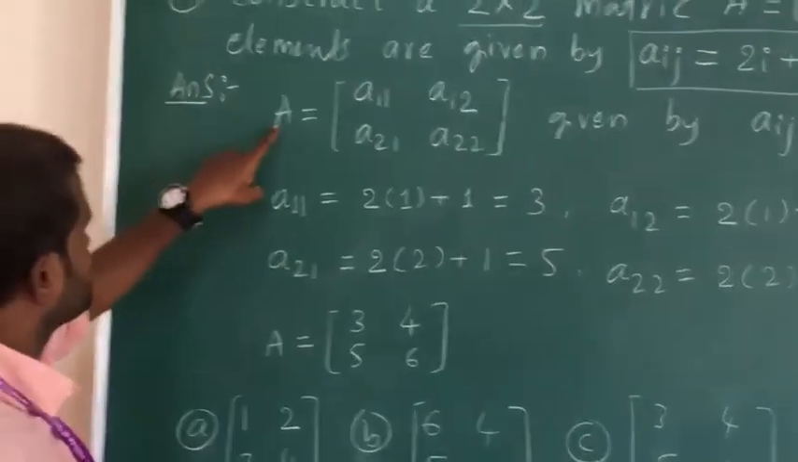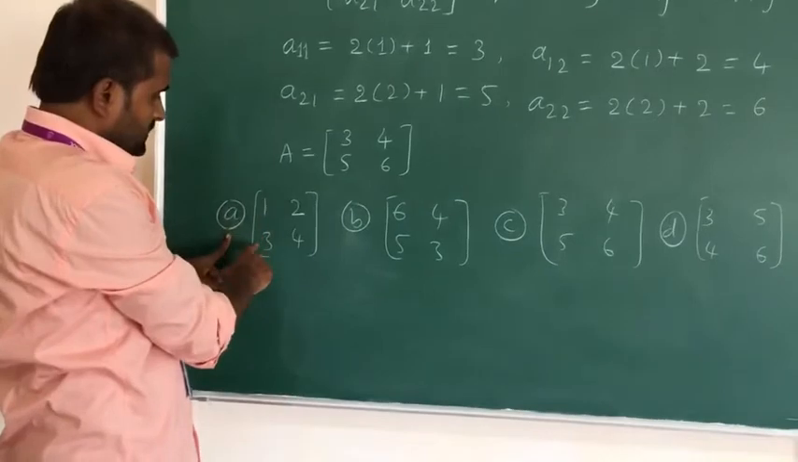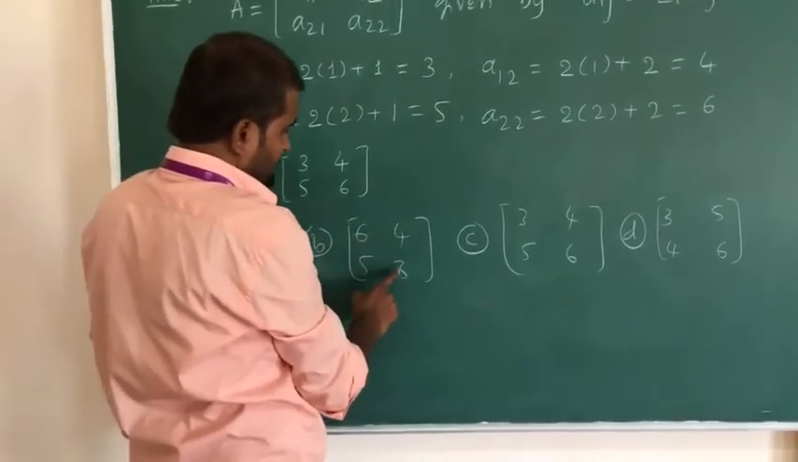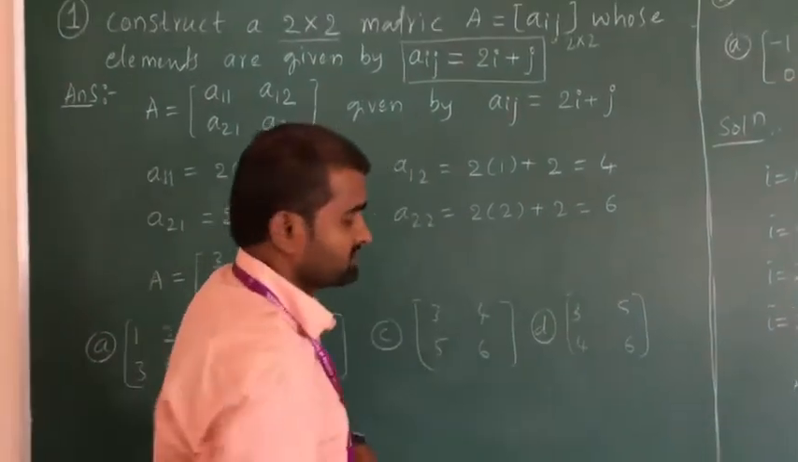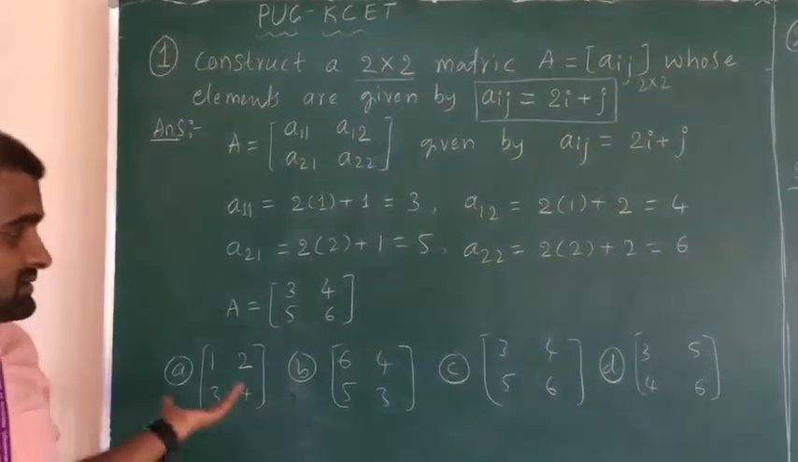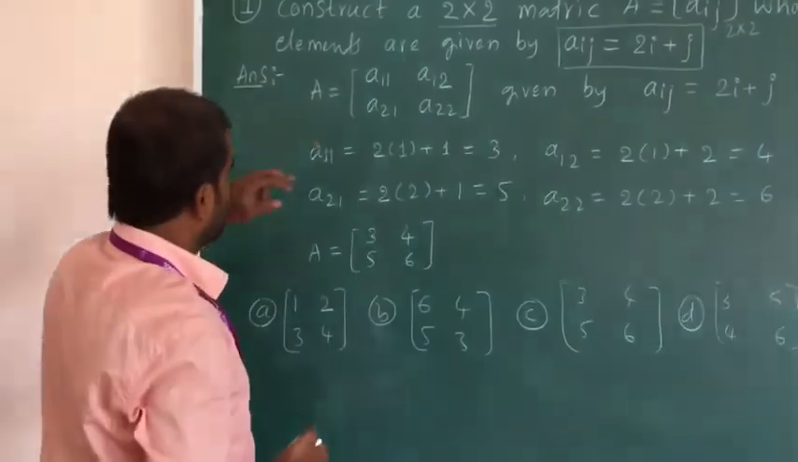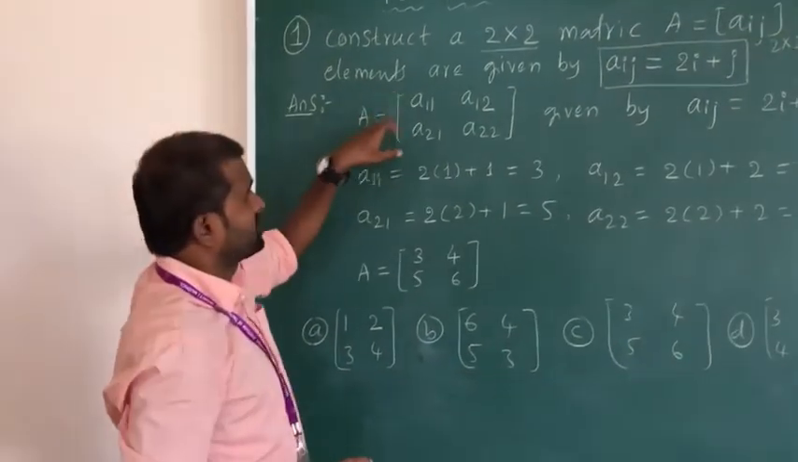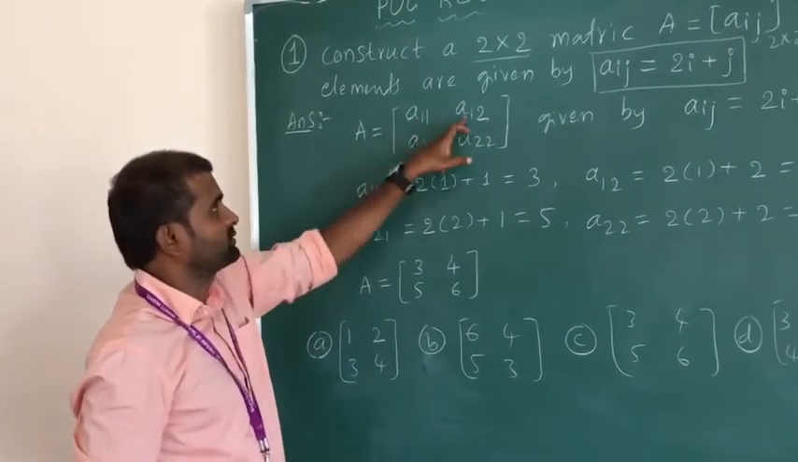Now the options I am writing here: A is 1 2 3 4, B is 6 4 5 3, C is 3 4 5 6, D is 3 5 4 6. So you may come to confusion about which one is the option. Once you see the solution, you get the answer. Now A is a 2 cross 2 matrix, so the elements are 4.